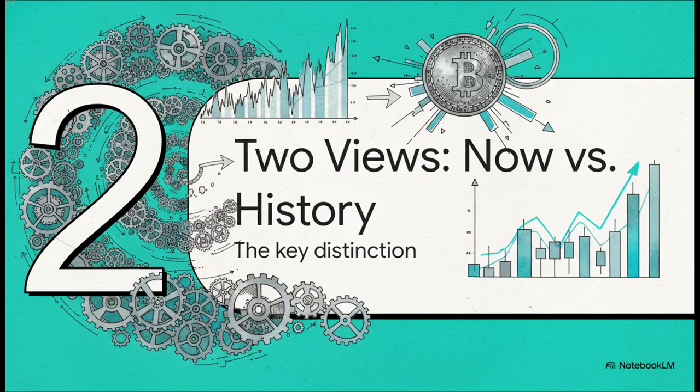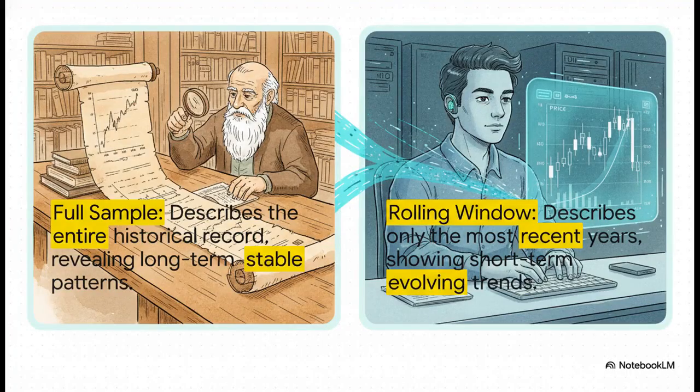Okay, let's get into the most important concept of all. Seriously, almost every single contradiction you'll ever see in chart analysis boils down to this one simple difference. The difference between looking at what's happening right now versus what has happened across all of history. So, on one side, you've got what's called the full sample view. This is the big picture. It looks at decades of data to find those really long-term stable patterns. But on the other side, you have the rolling window view. This one zooms way in, focusing only on the last couple of years to see what's trending right now.